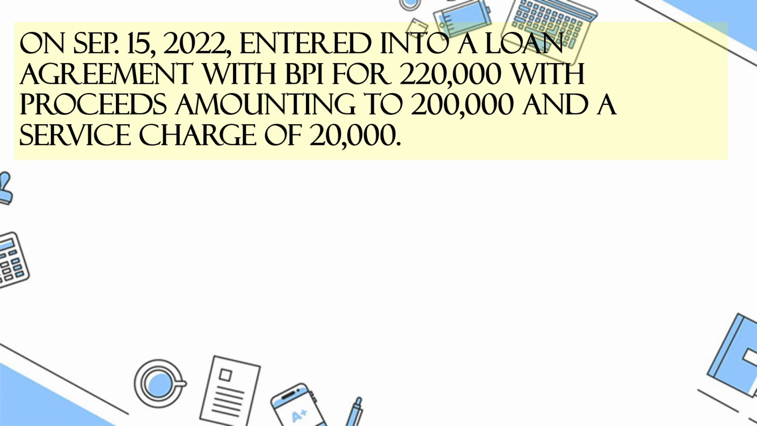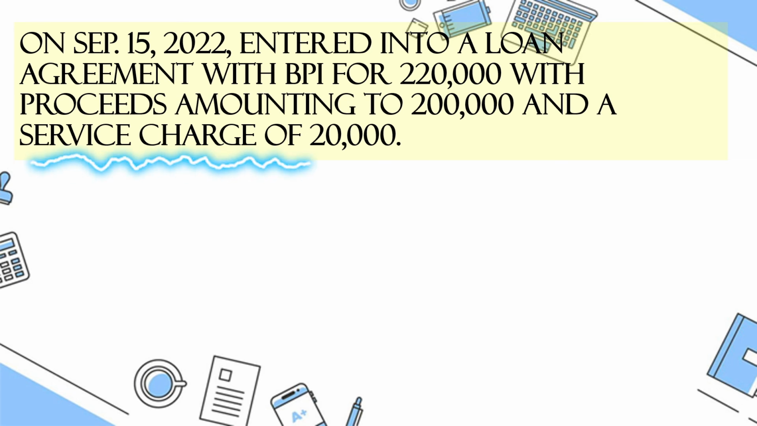Next example, on September 15, 2022, entered into a loan agreement with BPI for 220,000 with proceeds amounting to 200,000 and a service charge of 20,000. Normally, if mag-loan ta sa bank, dili necessarily nga ang imo loan amount amo gyud ang imong ma-receive. Kay naa pa may mga service charges, naa pa say mga other fees sa banks. So in here, in this example, ang atong na-receive lang nga cash is 200,000. So that's what we call as proceeds.